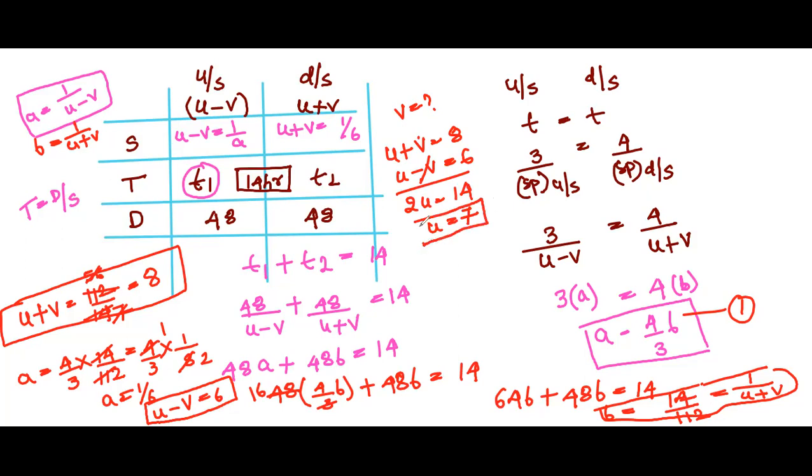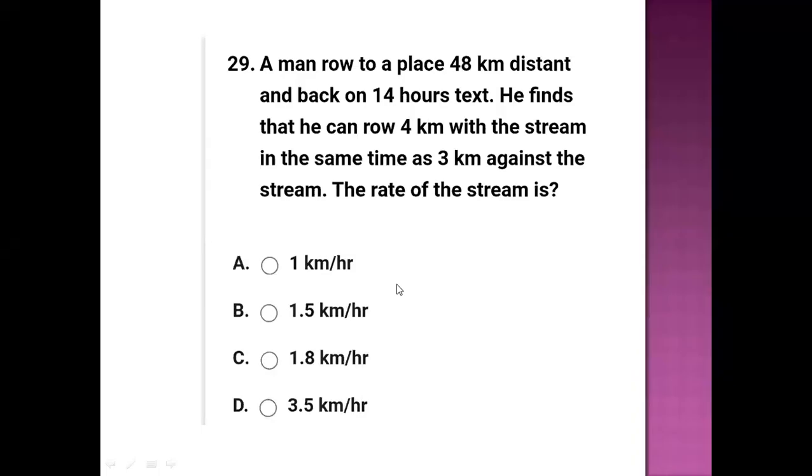If u is equal to 7, then in order to get 8, it should be simply 1. So therefore v should be 1. So therefore the answer for this question should be 1 kilometer per hour. Okay, so this is the solution for this problem.